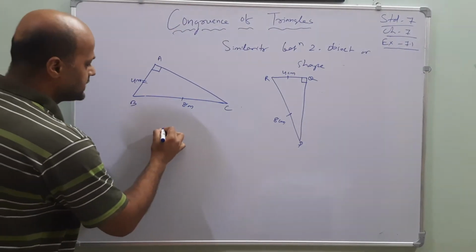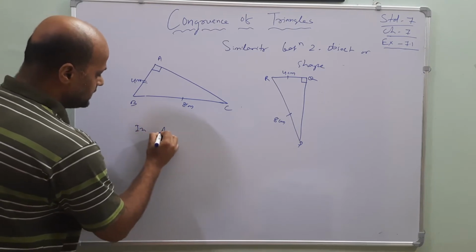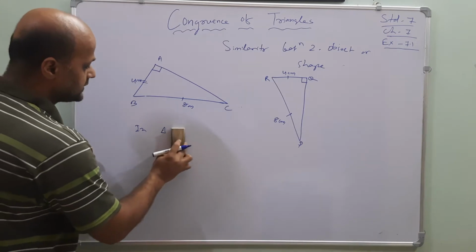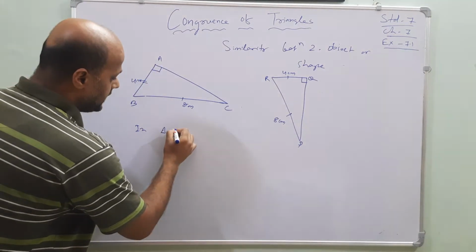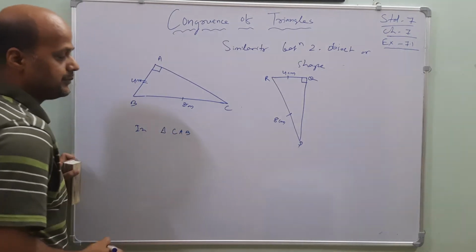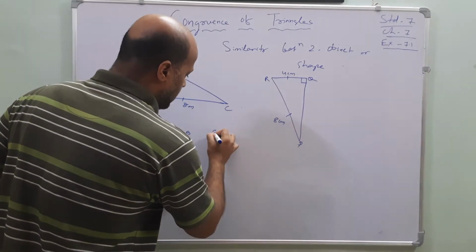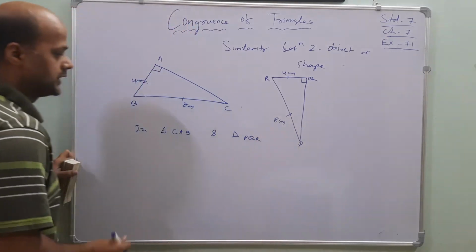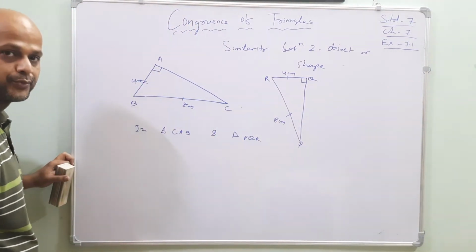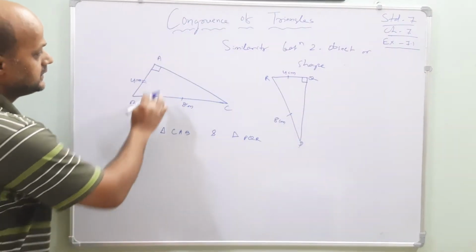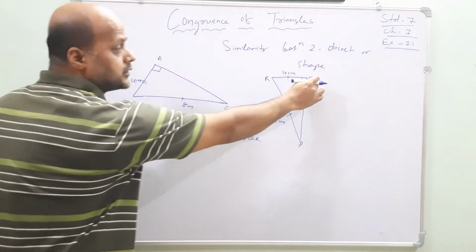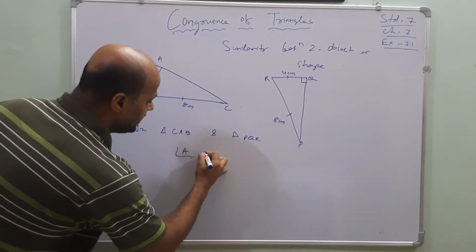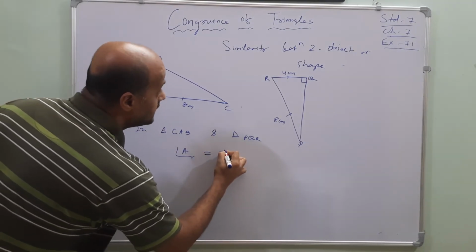First write in triangle AB, because it is forming angle A. So triangle CAB and triangle PQR. Between these two triangles, we have to prove they are congruent. What do you have to write here? First, angle A and angle Q are equal because they are 90 degrees. Angle A is equal to angle Q.